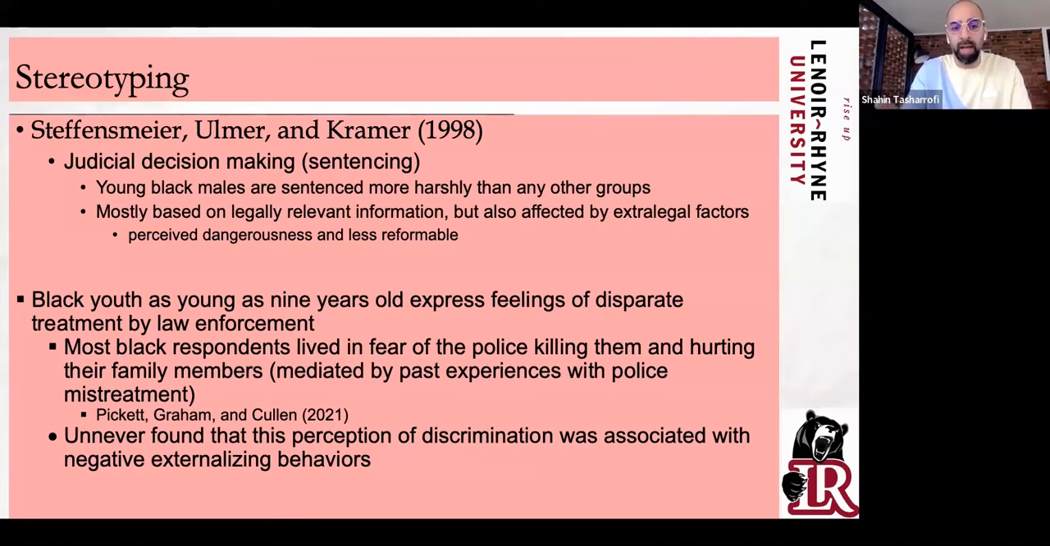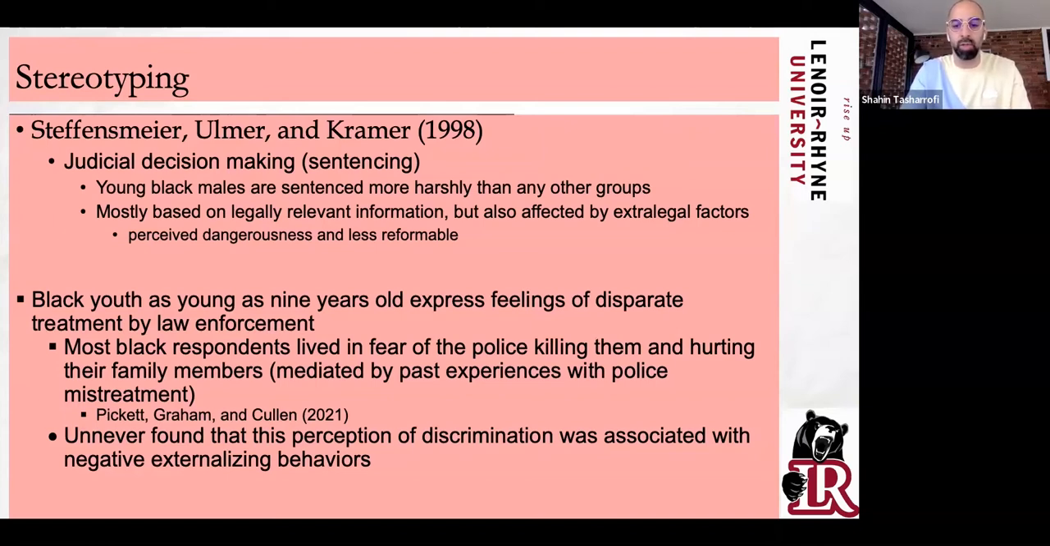Importantly, they found that the legal factors that we talked about earlier, such as prior record or the seriousness of the offense, played a significant role in deciding the sentencing outcome, but also extra-legal factors had a substantial effect on the case outcome. So they also did some form of qualitative research, and as part of that, they interviewed judges, and they found that many judges perceived this group of individuals, namely young African American males, as dangerous and less reformable, which again goes back to the stereotyping.